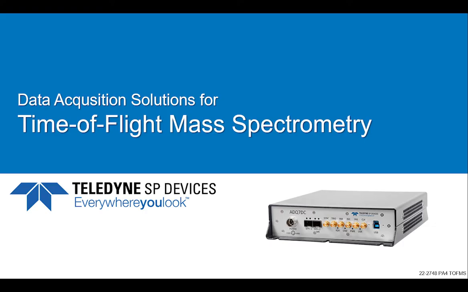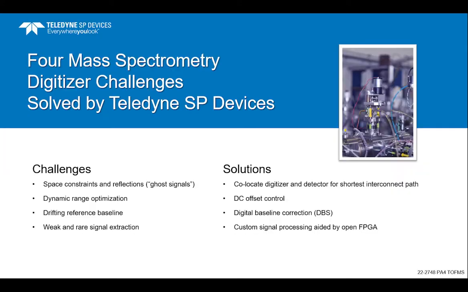What are some of the challenges associated with data acquisition in mass spectrometry? In this video, we focus on selected problem areas and explain how these can be resolved by selecting digitizers with the right feature set. We then conclude with a more elaborate list of digitizer selection criteria for mass spectrometry systems.